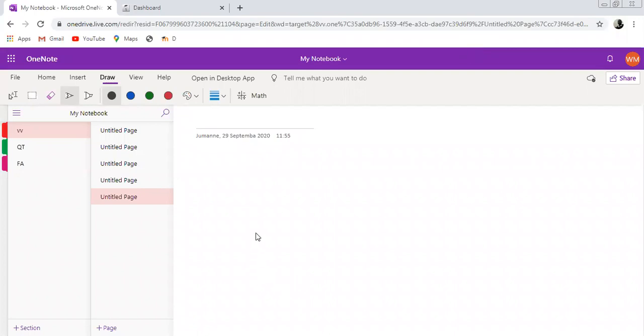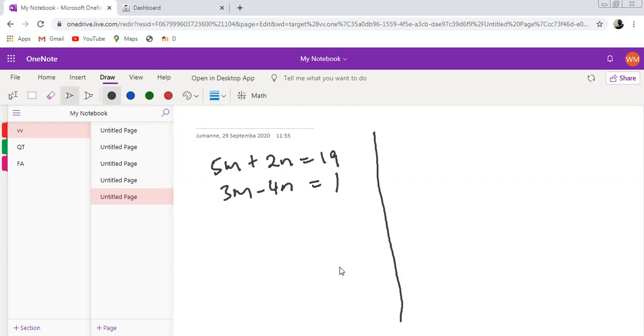Let us consider this example where we are given the two equations: 5m plus 2n is equal to 19, and the other one is 3m minus 4n is equal to 1. You are told to solve these two equations using the matrix method. The procedure is, number one, you change whatever we have on the left-hand side to matrix form. You write these numbers in matrix form: [5, 2; 3, -4], then the unknowns, which are m and n, is equal to 19 and 1.